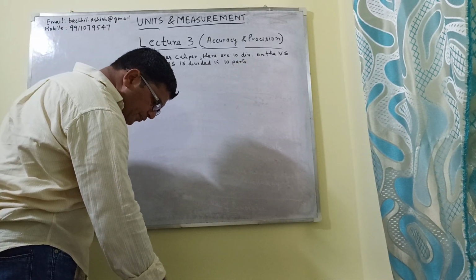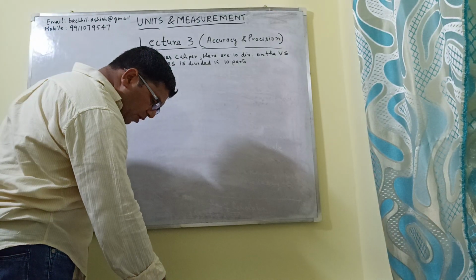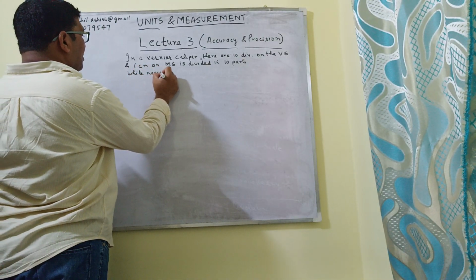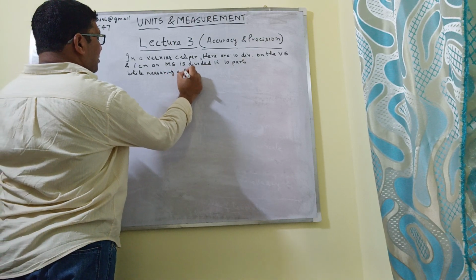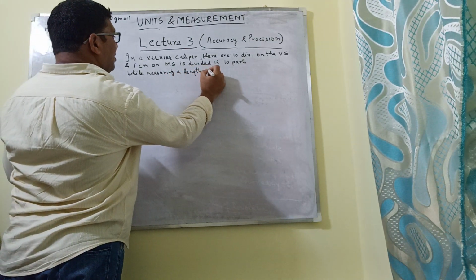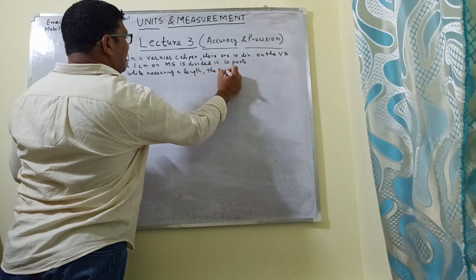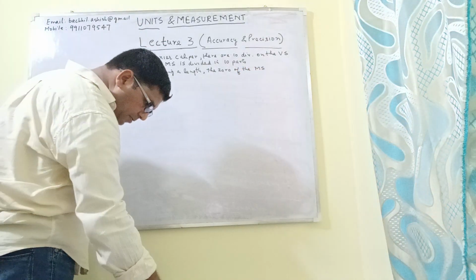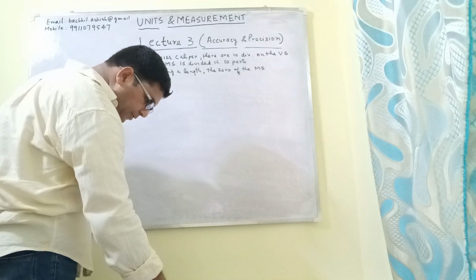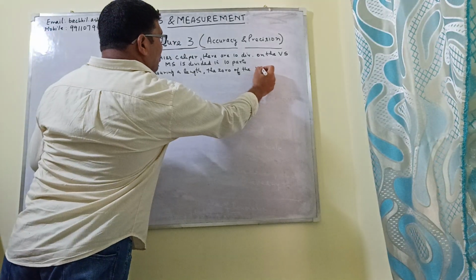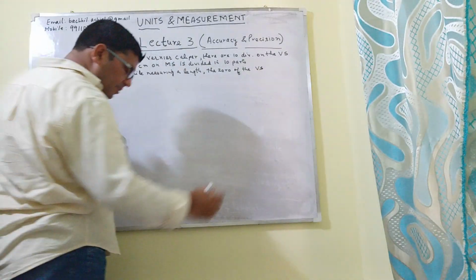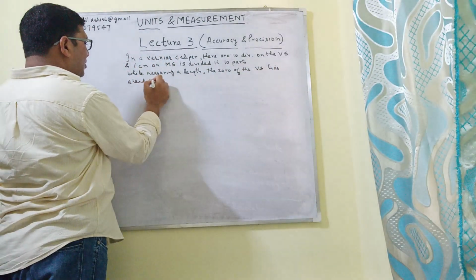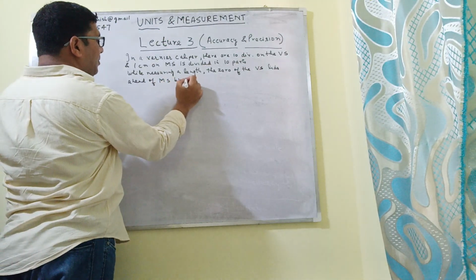While measuring a length, the zero of the vernier scale lies ahead of the zero of the main scale by 1.8 centimeter.